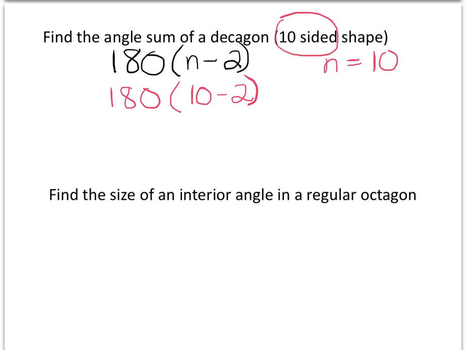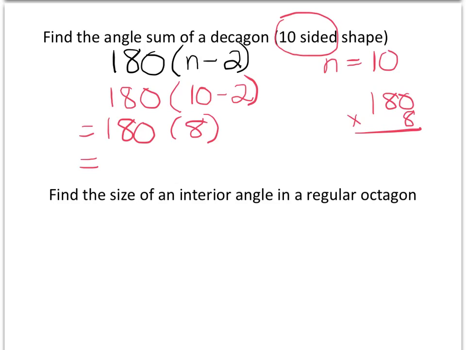Remember I need to work out what's in the brackets first. So that gives me 180 degrees times 8. Let me just work that out on the side here. 8 times 0 is 0. 8 times 8 is 64. 8 times 1 is 8, plus 6 is 14. So the sum of interior angles in a decagon is 1,440 degrees.